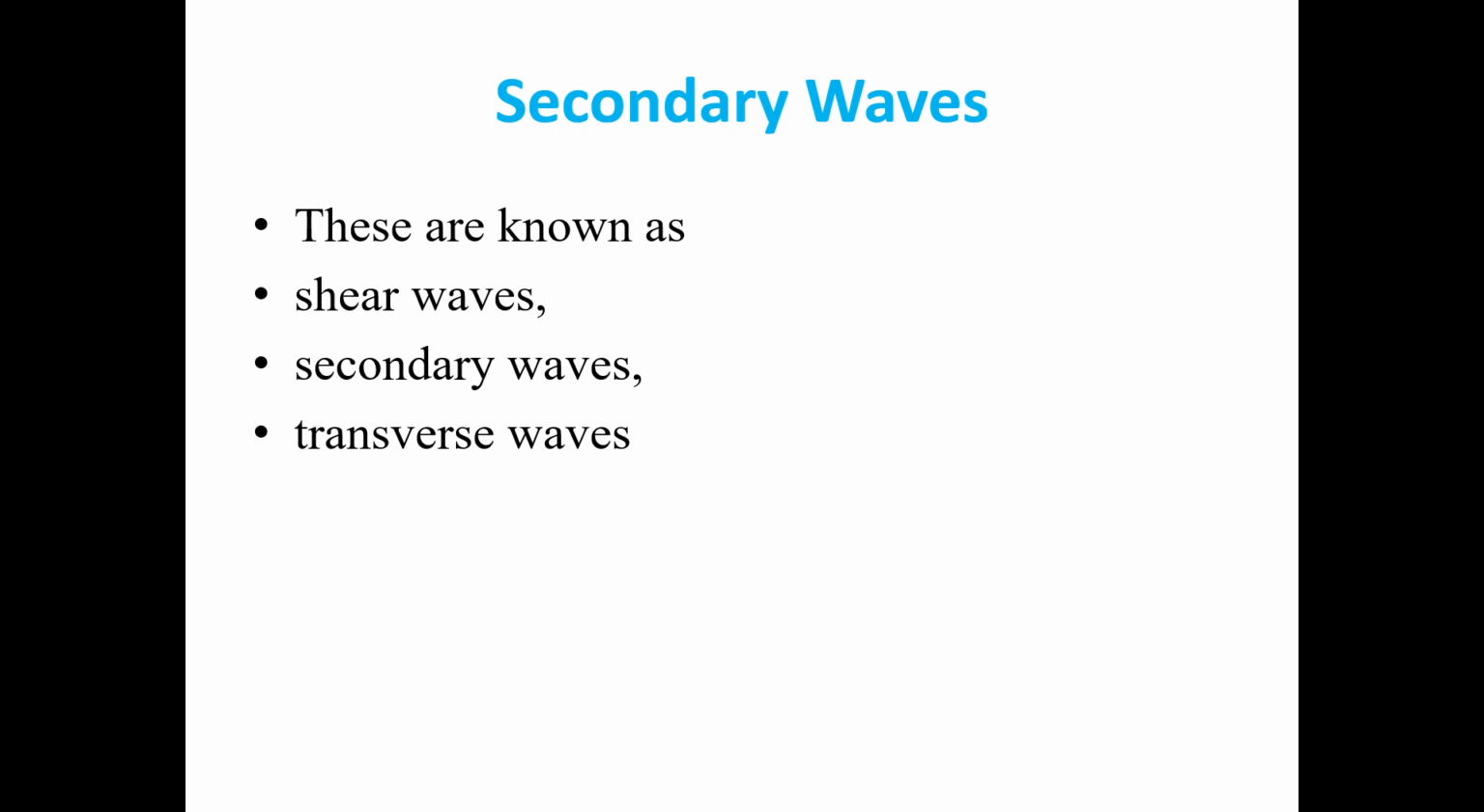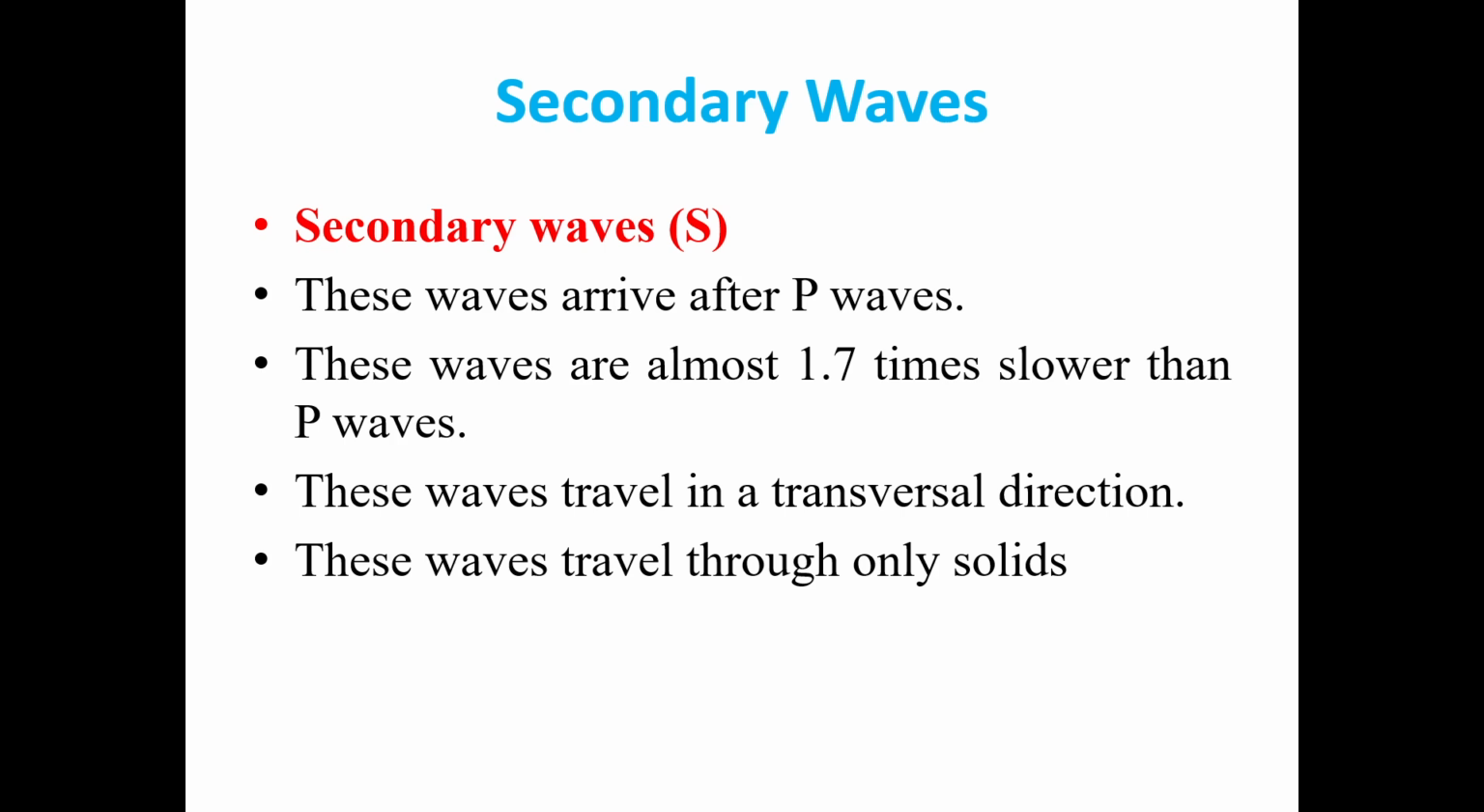Now let's quickly move to the secondary waves. Again, there are many different names: shear waves, also called secondary waves, also called transverse waves. Now let's see their properties. These waves arrive after P waves. That's why they are named secondary waves. They arrive late, which means their speed is slow. They are 1.7 times slower than the P waves.